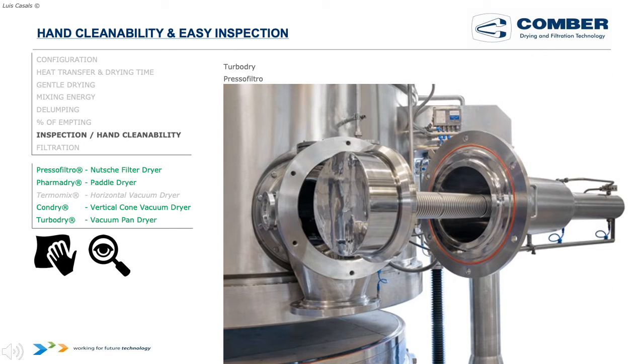Still in the same concept, still dealing with the same tip, don't forget that it's possible to open the Nutsche filter dryer or the Turbo Dry just by lowering the bottom with three hydraulic pistons. This is what you can see here in this slide, in the photo: how easy it is to open the system for easy inspection and hand cleanability. Of course, the hydraulic discharging valve can also be easily disassembled for easy inspection.